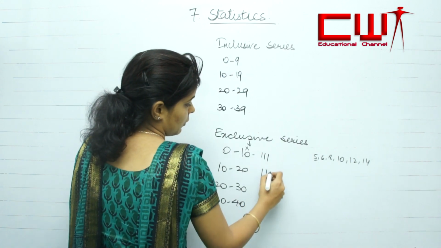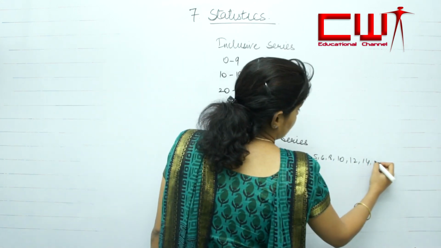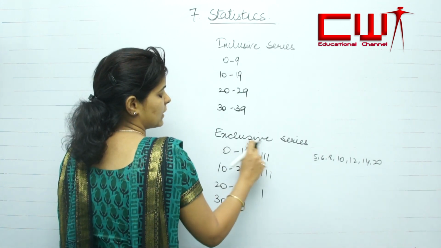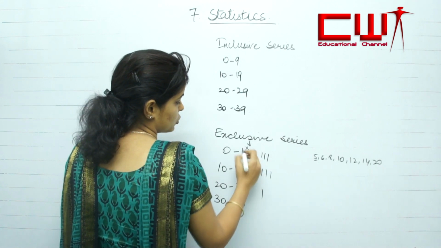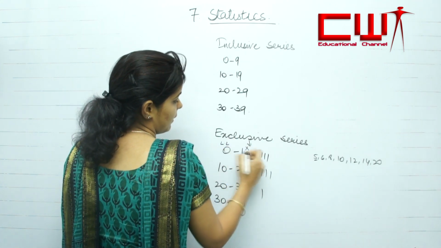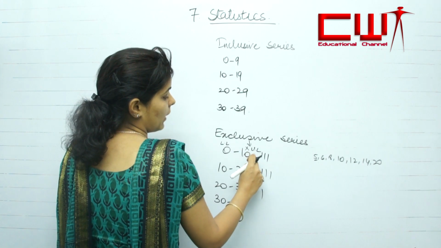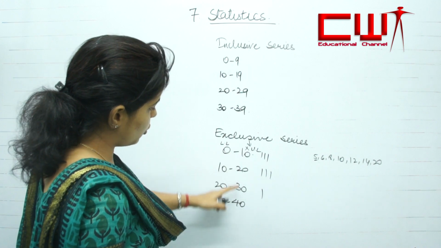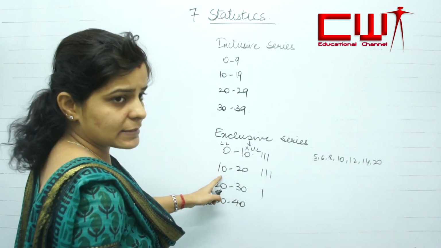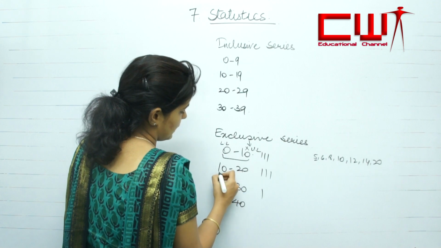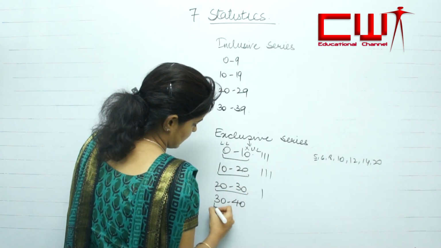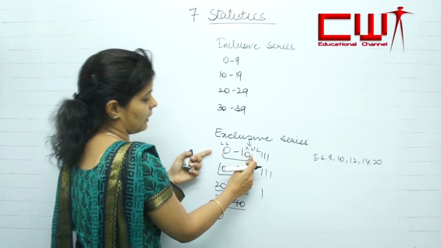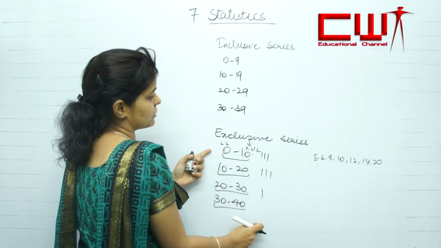10, 12, 14. If they write 20, 20 will not be included here. It will be included here. So that is why it is known as exclusive. Exclusive means excluding. This is known as the lower level and this is known as the upper level. So you are excluding the upper level numbers. You are taking it in the next class. This is 0 to 10, one class. This is the second class, this is the third class, and this is the fourth class. So you are excluding the number here and including it here. That is why this is the exclusive series.